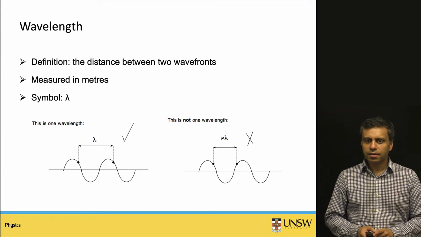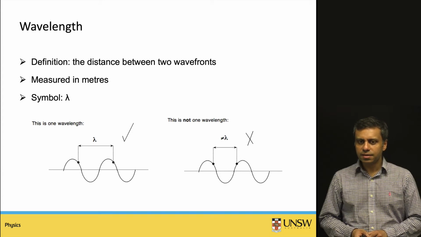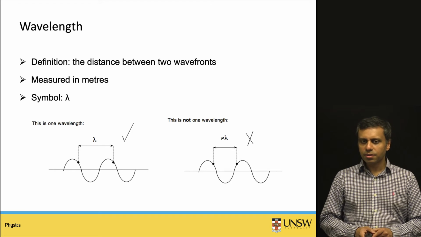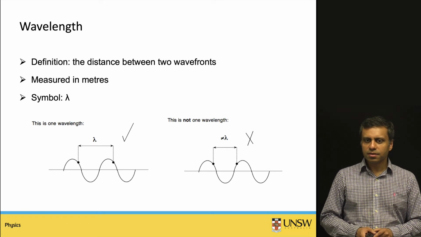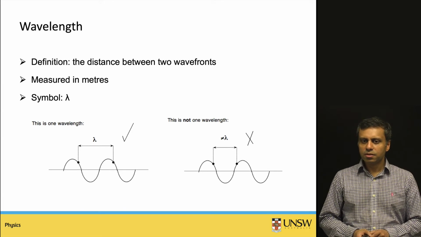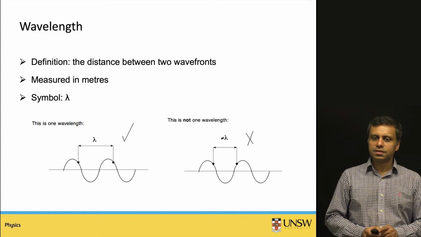Now let us take a look at this picture on the right. There are 2 points also shown, but the phase is not the same between these 2 points. So this cannot be defined as lambda.